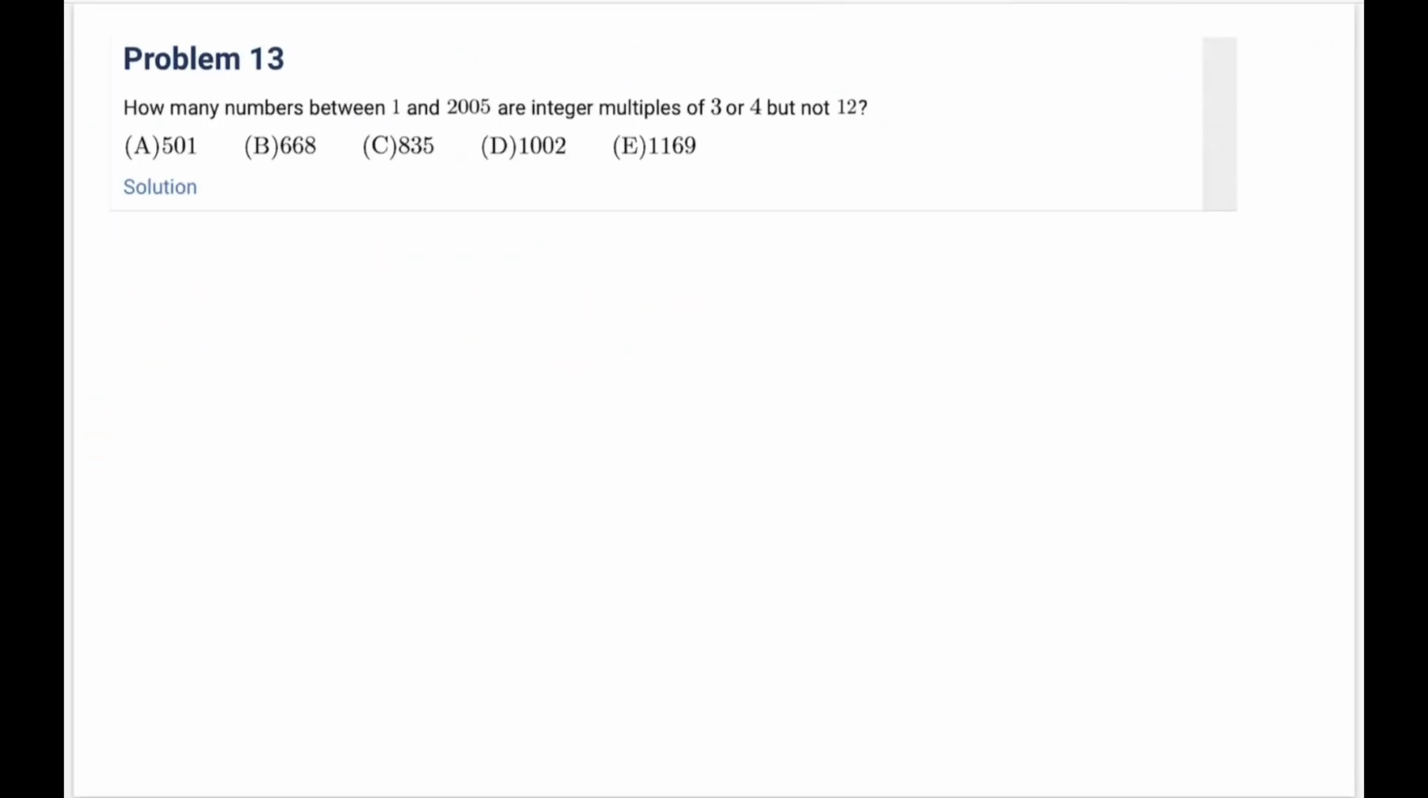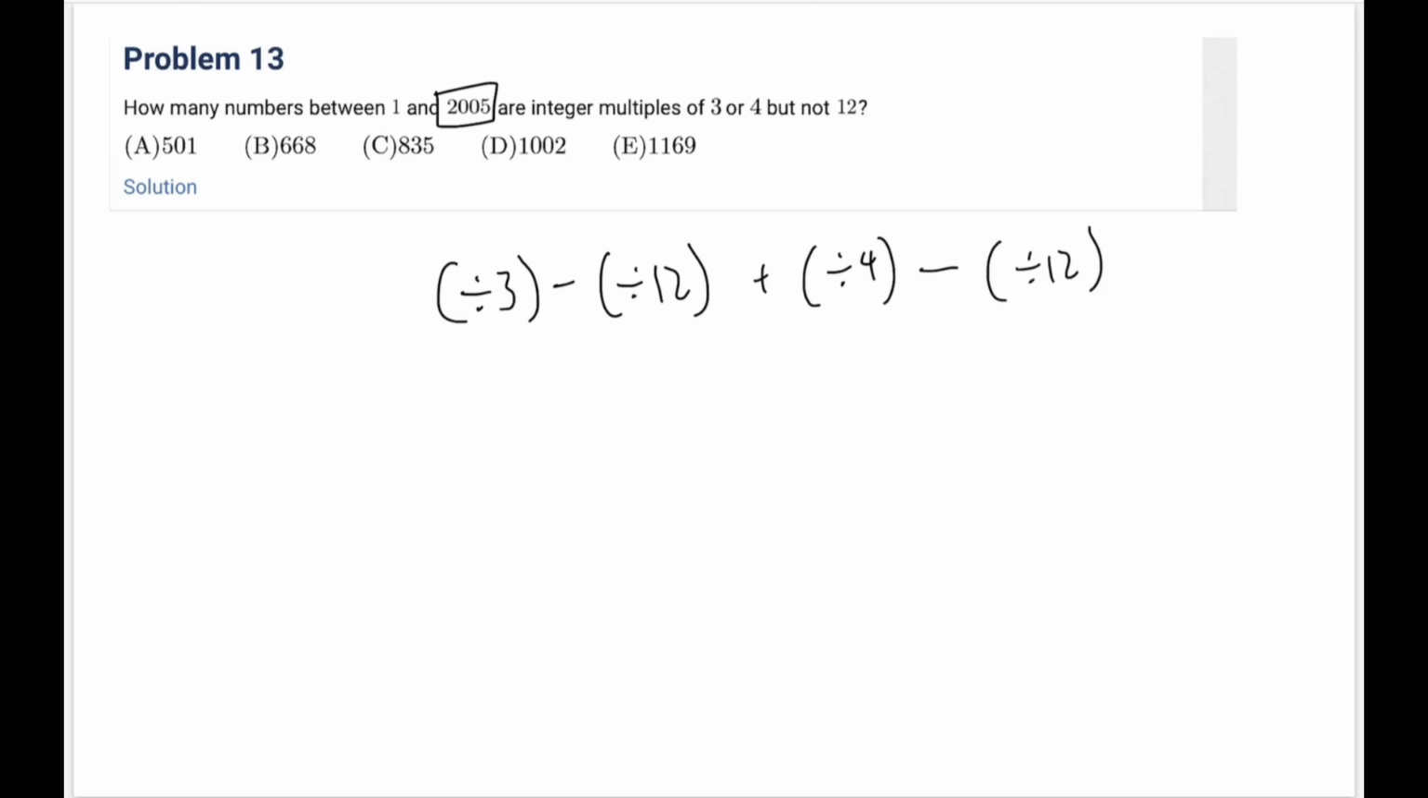Problem number 13. How many numbers between 1 and 2005 are integer multiples of 3 or 4 but not 12? Okay, so 3 or 4 but not 12, so this means that we need to divide 2005 by 3, and then take out the amount that we've divided by 12, and then add divided by 4, and then subtract the amount that we've divided by 12.